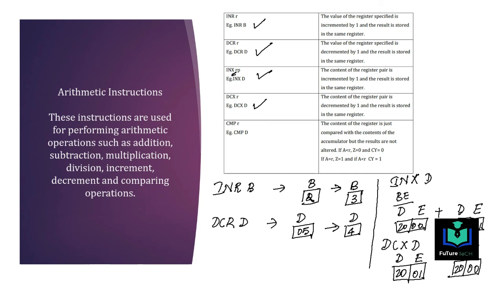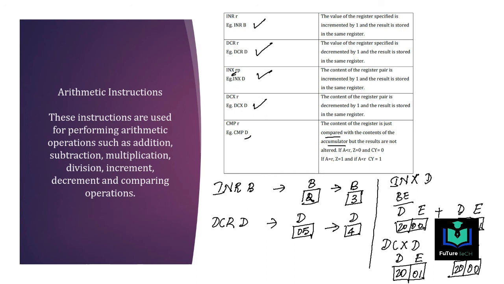For the comparison operation, CMP with a register such as D, the content of the register is compared with the content of the accumulator. The content which is present in register D is compared with the value which is present in the accumulator, but the results are not altered.